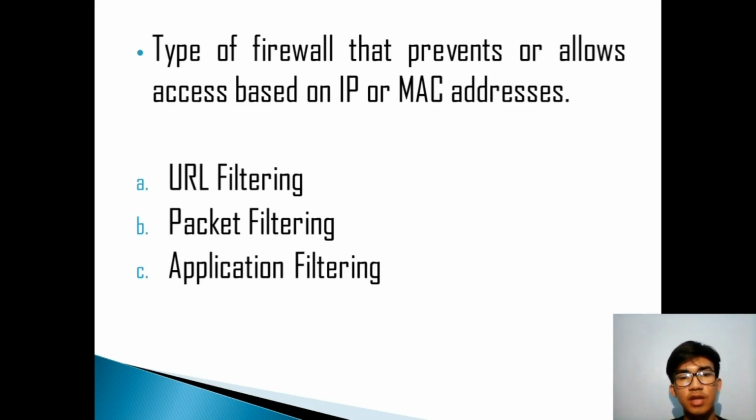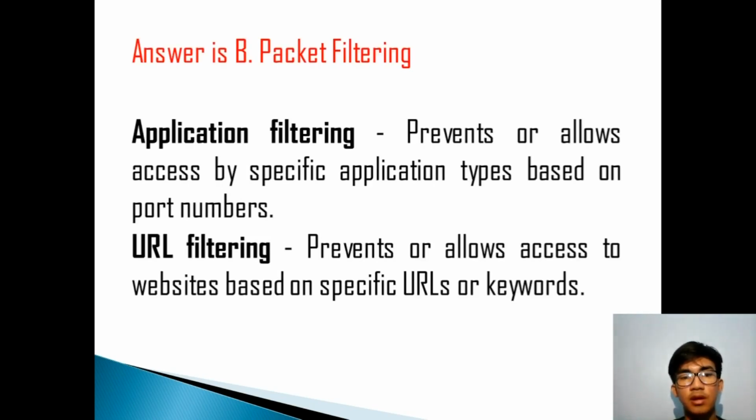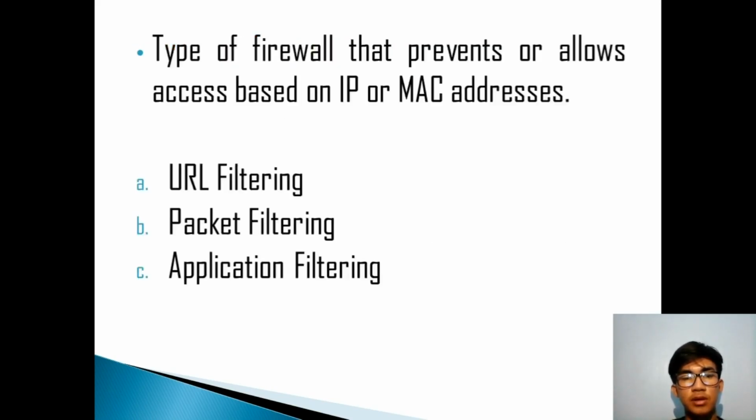It is a type of firewall that prevents or allows access based on IP or MAC addresses. Is it URL filtering, packet filtering, or application filtering? Guess your answer. The answer is packet filtering. Application filtering prevents or allows access based on a specific application type, based on port number. URL filtering prevents or allows access to websites based on specific URLs or keywords. Packet filtering prevents or allows access based on IP or MAC addresses.